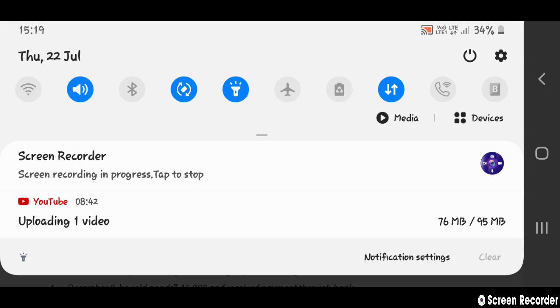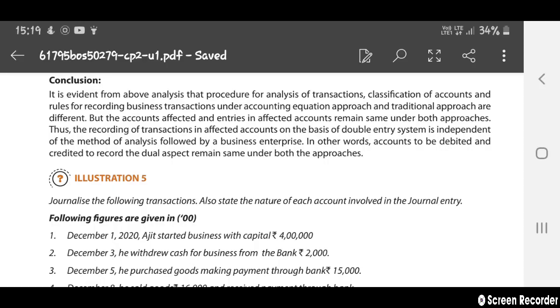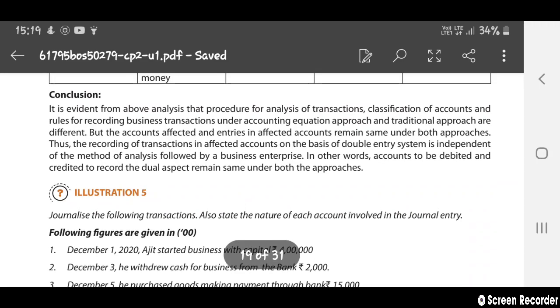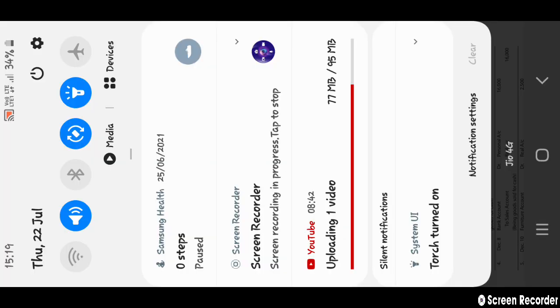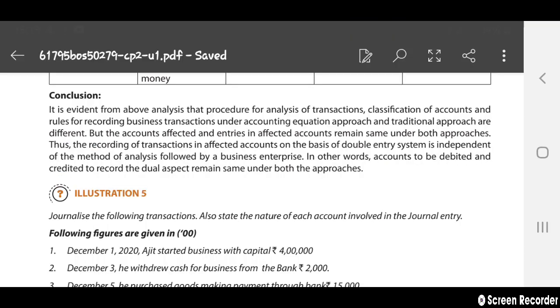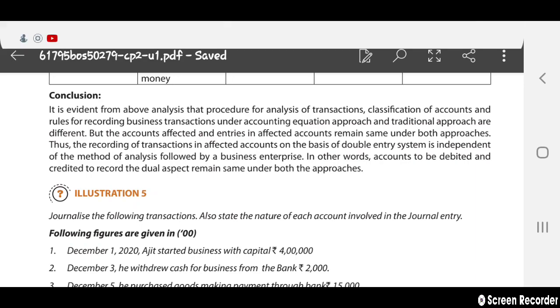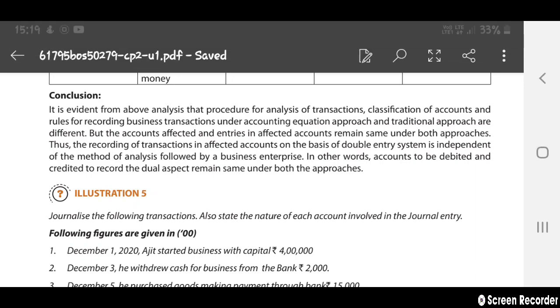It is evident from the above analysis that the procedure for analysis of transactions, classification of accounts, and tools for recording business transactions under the accounting equation and the traditional approach are different. So the accounting equation approach and the traditional approach are different from each other, but the accounts affected and entries in the affected accounts remain the same under both approaches.